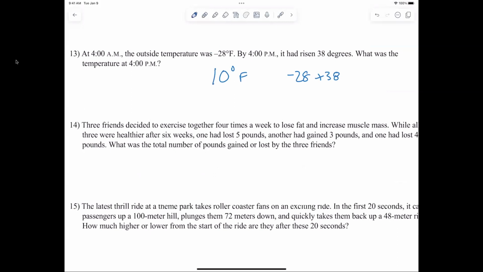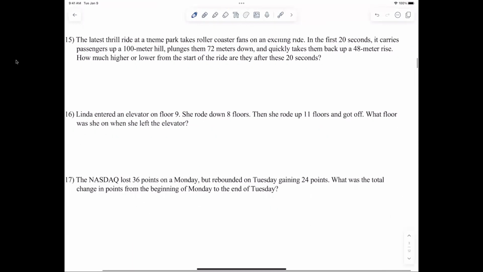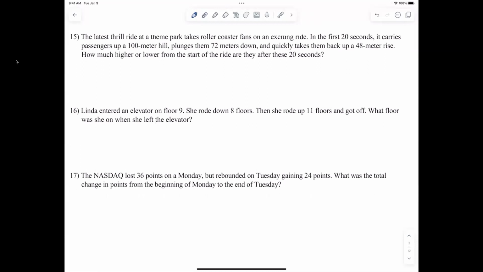All right, Sebastian, now you're on 15. Read it. In the first 20 seconds, the ride carries passengers up a 100-meter hill, plunges them down 72 meters, and quickly takes them back up a 50-meter rise. How much higher or lower from the start of the ride are they after these 20 seconds?